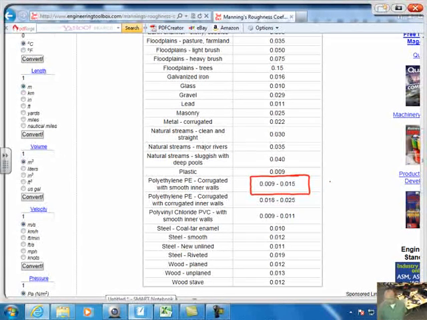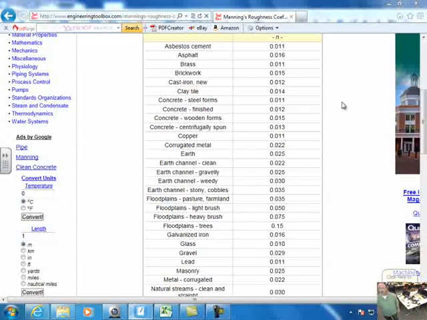Polyethylene can drop to 0.009. So you could have a 0.012 concrete pipe, line it with polyethylene, and you can drop that to a 0.009 if you do a very smooth inside wall. We'll get into that coming up. But this is your roughness coefficients in terms of what you're looking at.